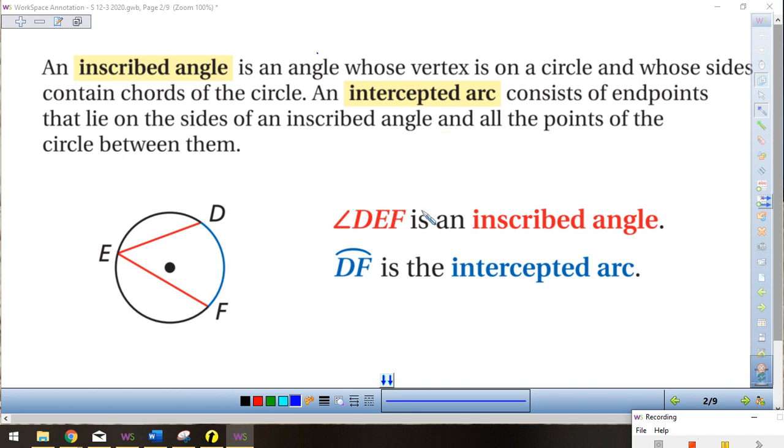Welcome back, everybody. Today we are going to do our second to last video from geometry. So I promise we're close to being done. Everything we're going to talk about today is about inscribed angles.